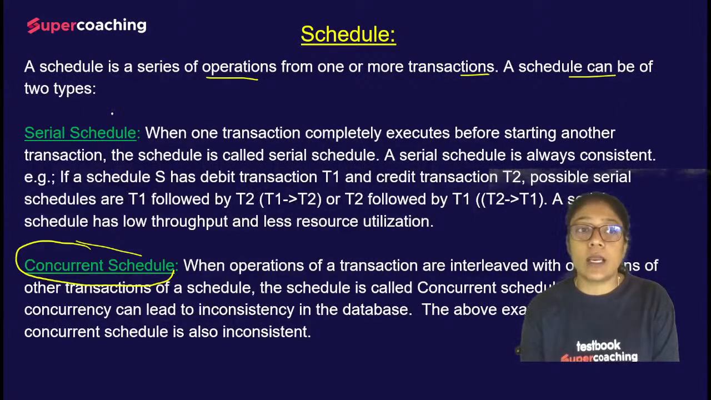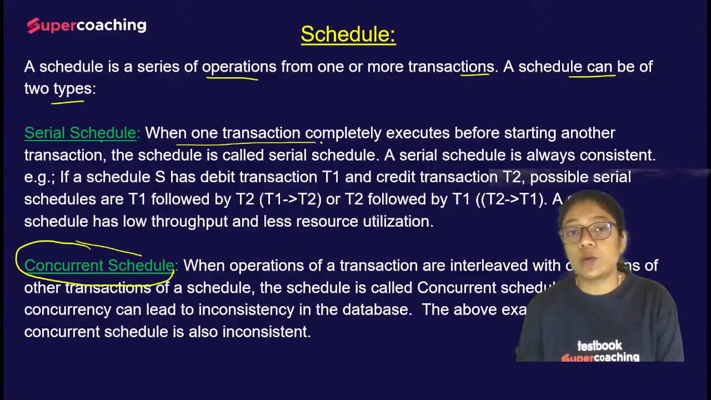A schedule can be of two types. We have already talked about this. That is serial schedule and concurrent schedule. Serial schedule means after the completion of one transaction, then only the other transaction will start. So when one transaction completely executes before starting another transaction, that schedule is known as serial schedule.